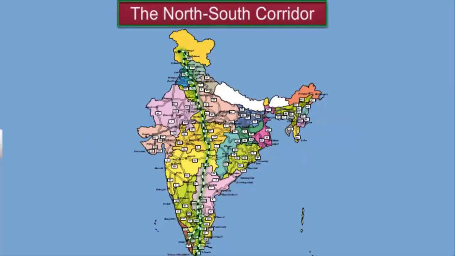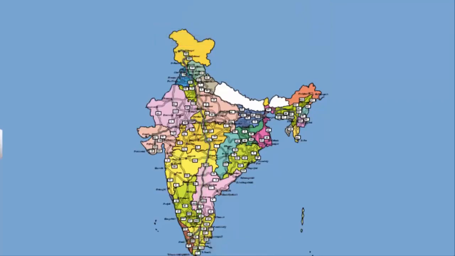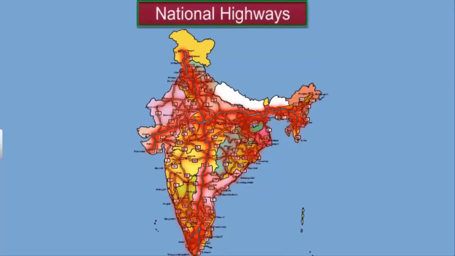India has a vast network of national highways that are constructed and maintained by the Central Public Works Department or CPWD. Many of these national highways run in the east-west and north-south directions.